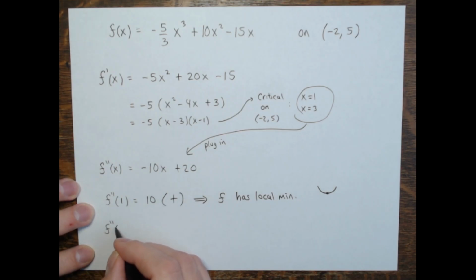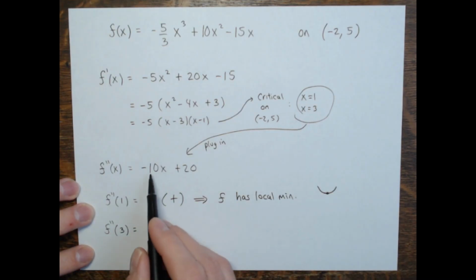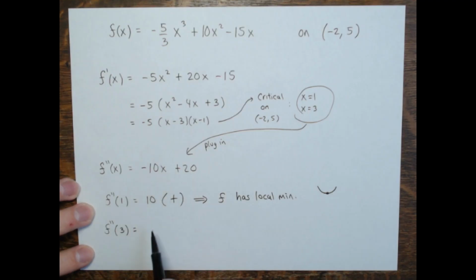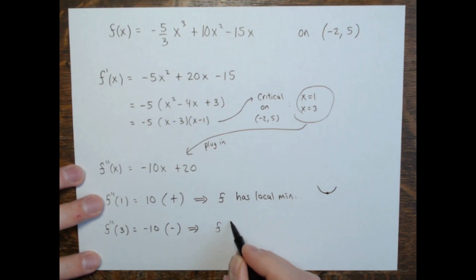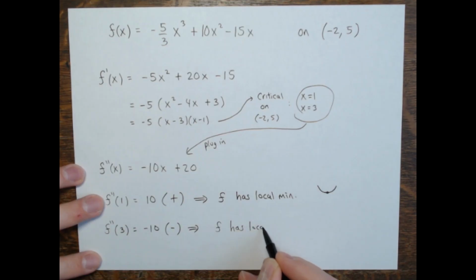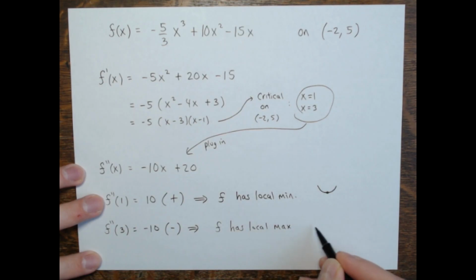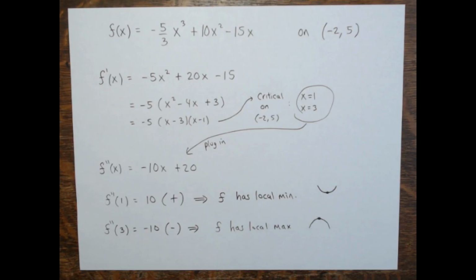And then the value of the second derivative at the other one, x equals 3, would be negative 30 plus 20. That's negative 10, a negative value. So I'd be on a piece of curve that's concave down. That means f has a local maximum at this point, at x equals 3. You're on a piece of curve like this, so you'd have to be at the top of a hill. So local max at x equals 3, local min at x equals 1.